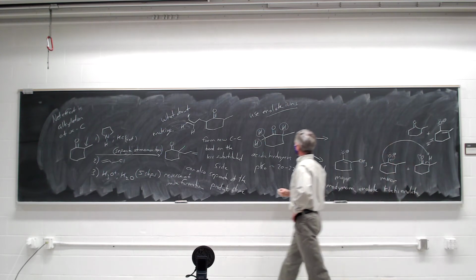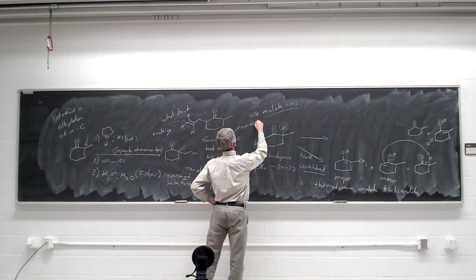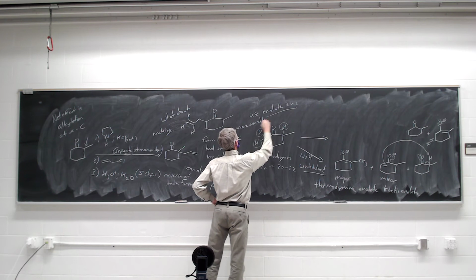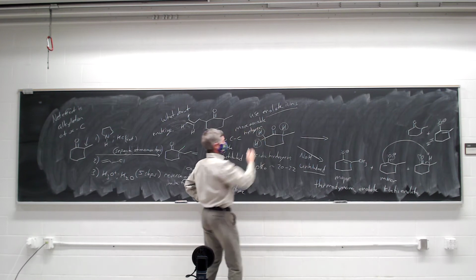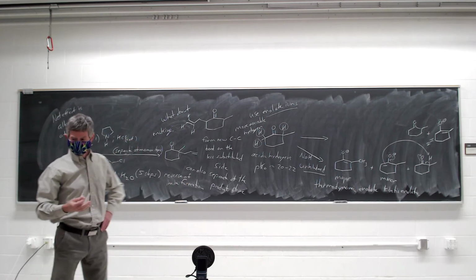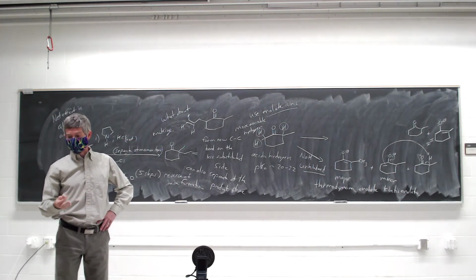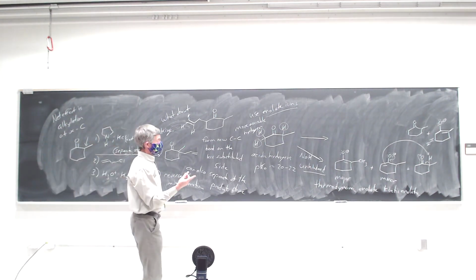And that was the kinetic enolate, because these are the more accessible hydrogens. Your voice actually broke up, so I didn't catch exactly what you said, but I think you said the right thing. I said that you want to use a hindered base. Yep, a strong hindered base.